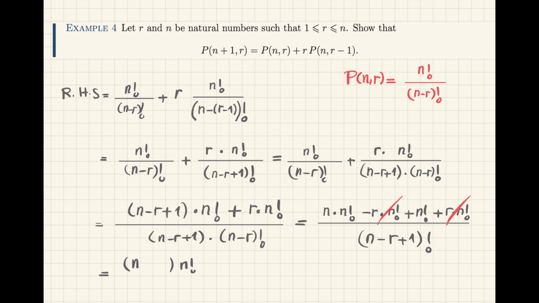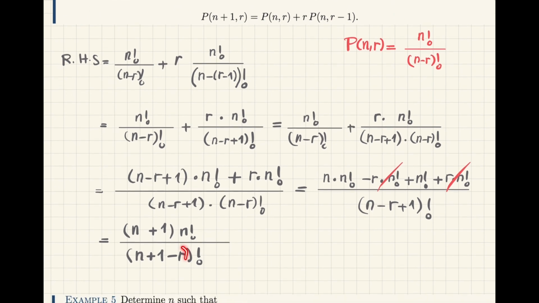And then if I take this one out, 1 is left. In the denominator, I want to do a little bit of change. Do you agree with me if I write n plus 1 minus r and then factorial? Yes, they are exactly the same thing. This expression here is exactly this expression, so no problems.